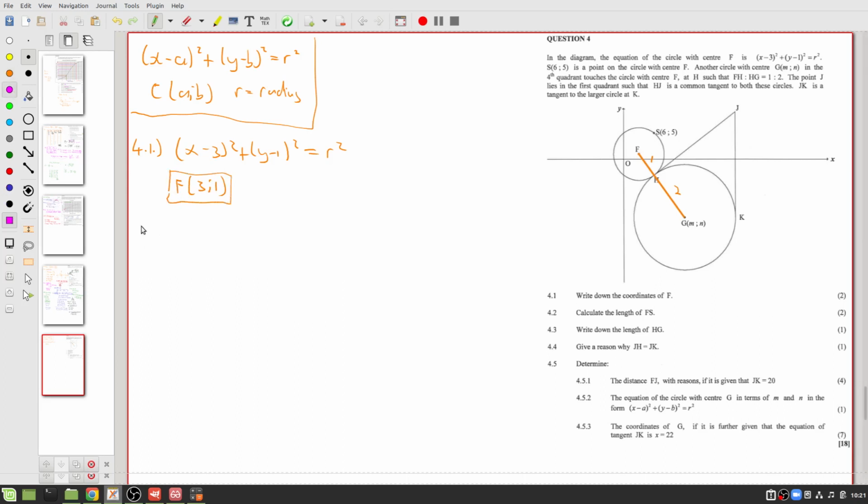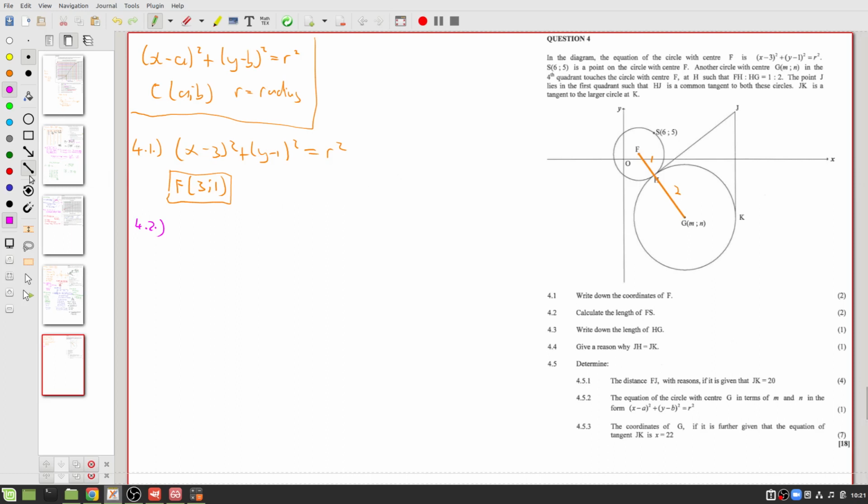Nice, let's get into question 4.2. Calculate the length of FS. We can calculate this length, pretty straightforward. We just use our distance equation, and have a look at the previous video where we discussed where that distance equation comes from. In essence, it's just Pythagoras that we use to find that. Maybe I can just show it again quickly.